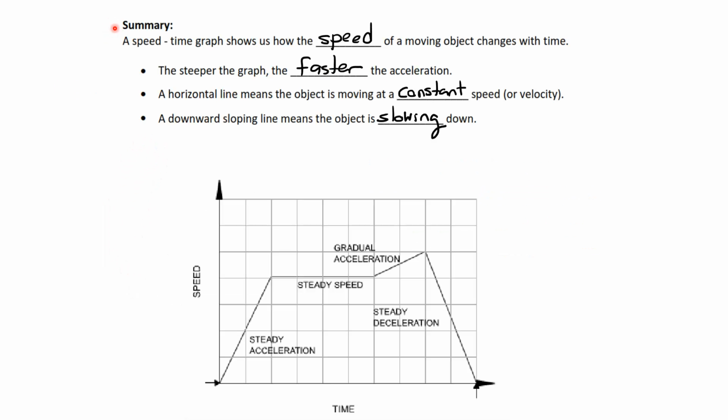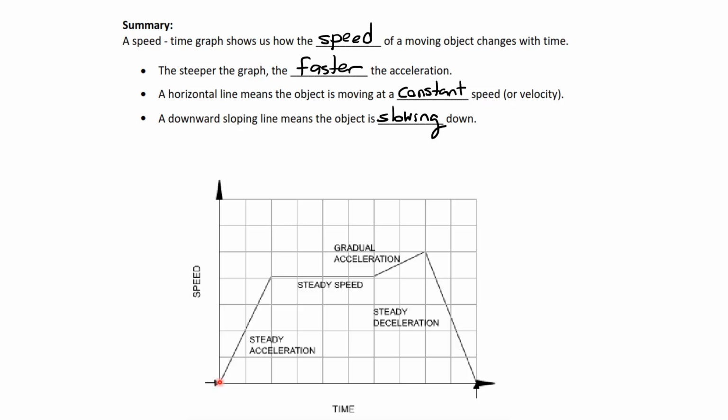So let's have a summary. A speed-time graph shows us how the speed of a moving object changes with time. The steeper the graph, the faster the acceleration. A horizontal line means the object is moving at a constant speed or velocity. A downward sloping line means the object is slowing down or decelerating.